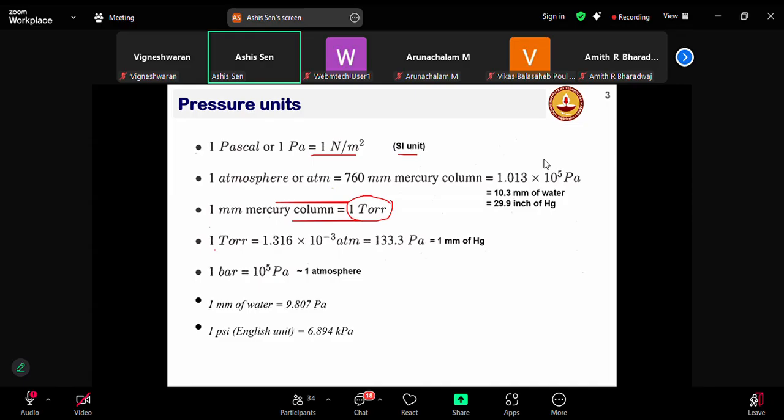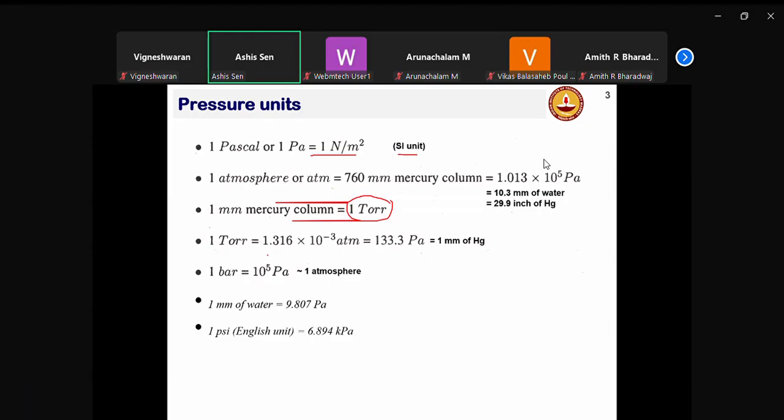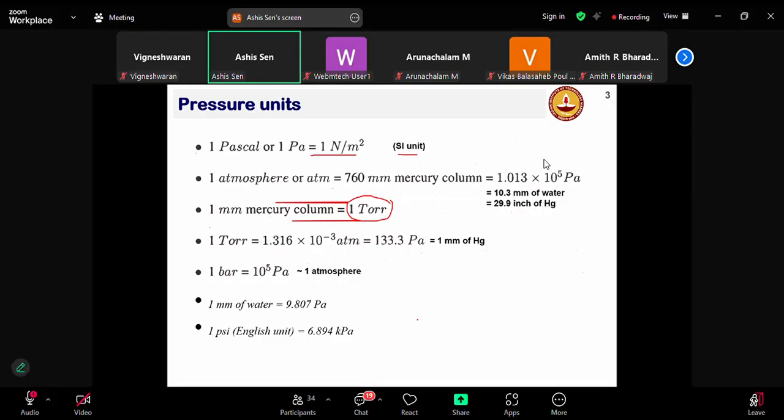So, as we said, 1 torr is 1 mm Hg, but this is also equal to 1.316 into 10 to the minus 3 atmospheric pressure, or 133.3 Pascal, right? All these units are interchangeable. You don't have to remember, just remember 1 unit and how they convert with each other, and then you should be fine. 1 bar is another unit of pressure. 1 bar is basically approximately 1 atmosphere. Here we say, right, 1 atmosphere is approximately 10 to the 5 Pascal, which is 1 bar of pressure.